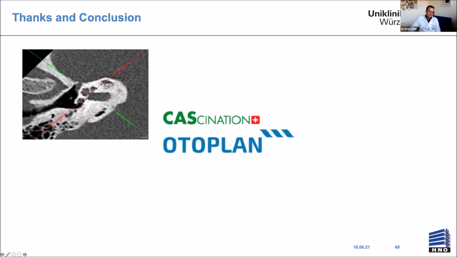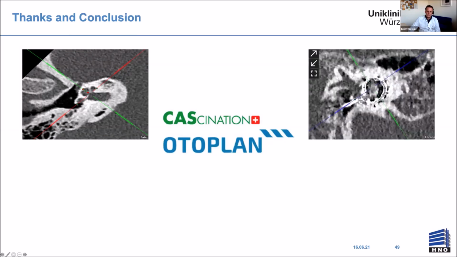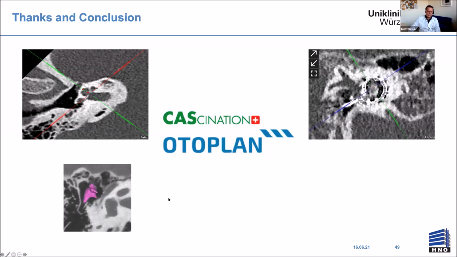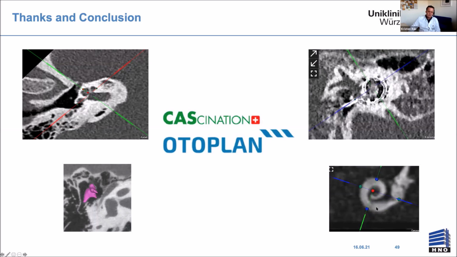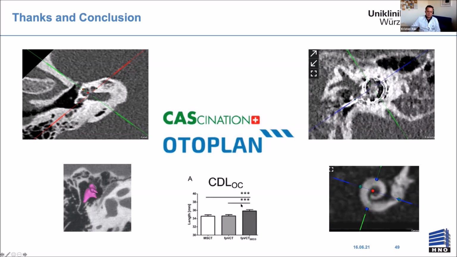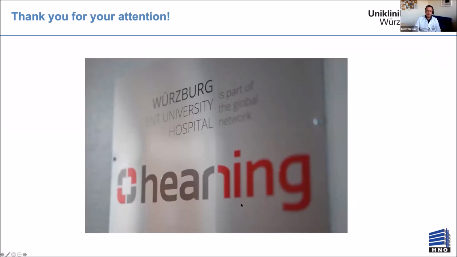And as I showed, AutoPlan can be really well used for the preoperative imaging, or the postoperative imaging and analysis of the cochlea. It can be used for automatic segmentation. You can use it in MRI, and also research with the software is possible. Thank you very much for your attention.